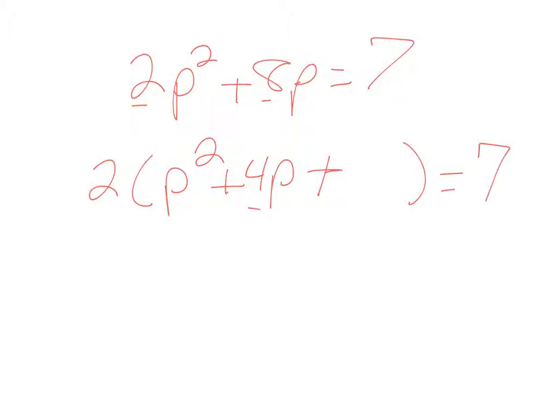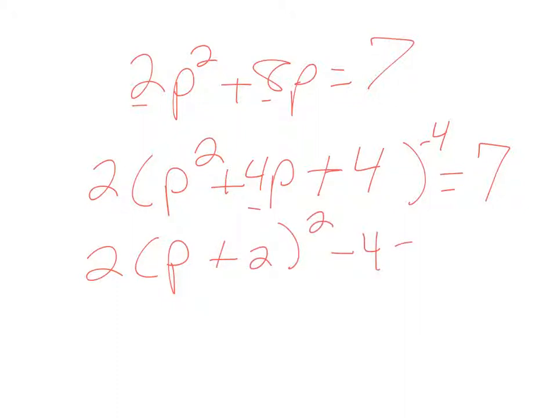Half of 4 is 2. 2 squared is 4. So I'm going to take 4 away from over here. 2 times (p plus 2) squared minus 4 equals 7. And now we can go about our solving.